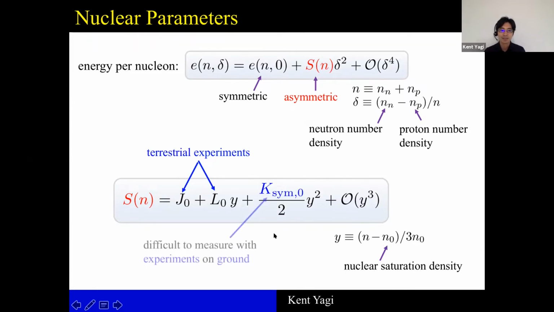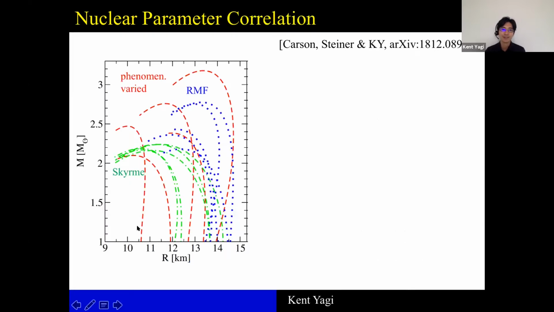So these are the parameters that are difficult to measure, but here come neutron star observations. Since the central density goes beyond saturation density, some neutron star observables have strong correlations with these parameters. My focus today is to measure this curvature of the symmetry energy, K, through neutron star observations by using certain correlations. For that, we use three different types of equation of state: the Skyrme type in green, relativistic mean field in blue, and phenomenologically varied equations of state in red.